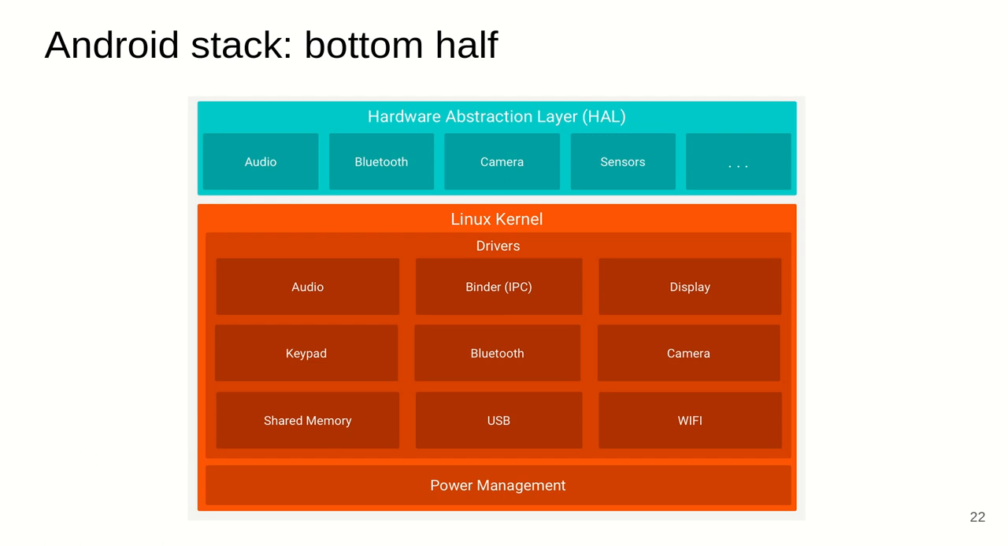The hardware abstraction layer provides a unified interface for audio, Bluetooth, camera, sensors, and so on, which then maps to individual drivers in the Linux kernel, which can then be hardware specific. So the Linux drivers will be hardware specific, whereas the hardware abstraction layer will be generic, exposing a generic API to the different applications on the upper half.